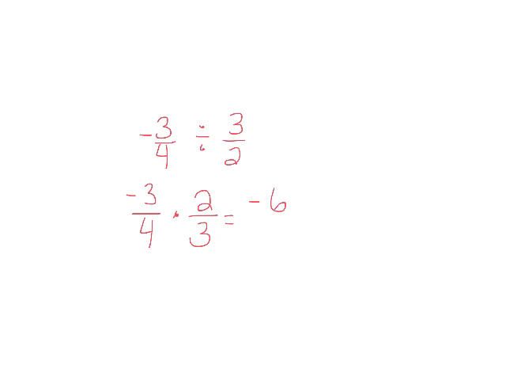For our last example, we have -3/4 divided by 1 1/2. That 1 1/2 is going to become 3/2. So I have -3/4 divided by 3/2. So -3/4 times 2/3 equals -3 times 2 gives me -6, and 4 times 3 gives me 12. So I get -1/2 as my final answer.